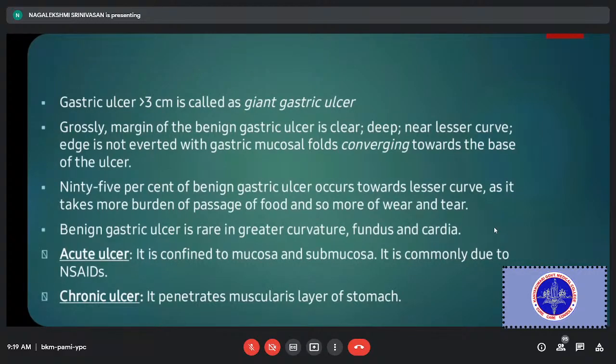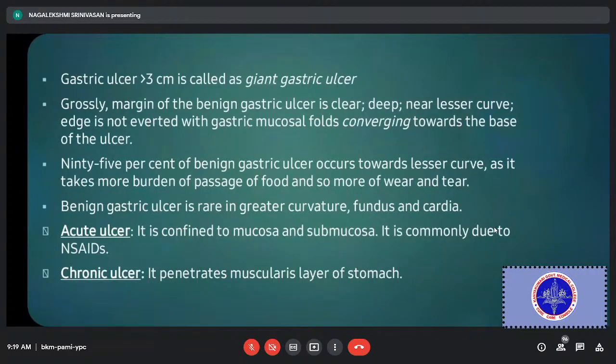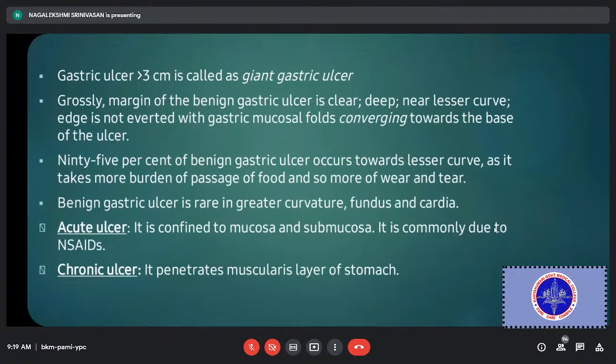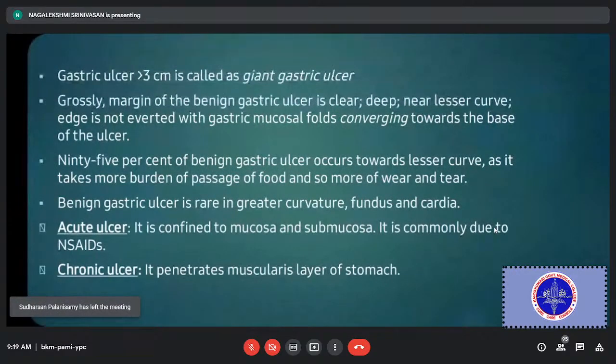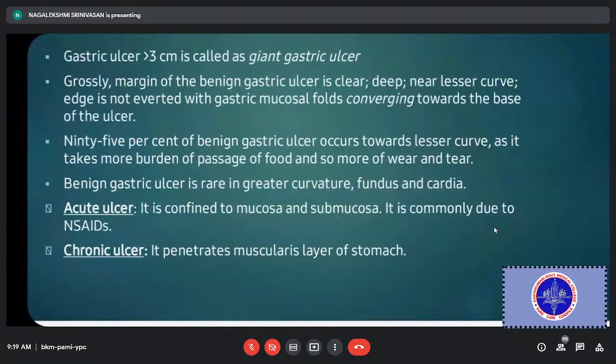In the clinical side, whenever you go for practical examination, slides can be kept and the X-ray can also be kept, the barium meal X-ray. There you can see this clear evidence. Also in OGD scopy, which means esophagogastroduodenoscopy, the ordinary regular scopy, we can visualize the normal regular clear ulcer edges along with the gastric mucosal folds converging towards the base of the ulcer. Edges will not be everted. This is a very important clinical finding.